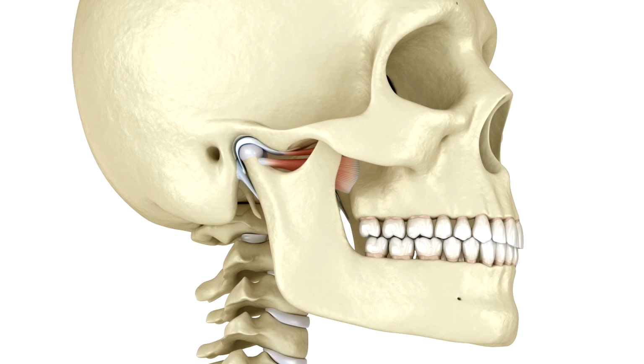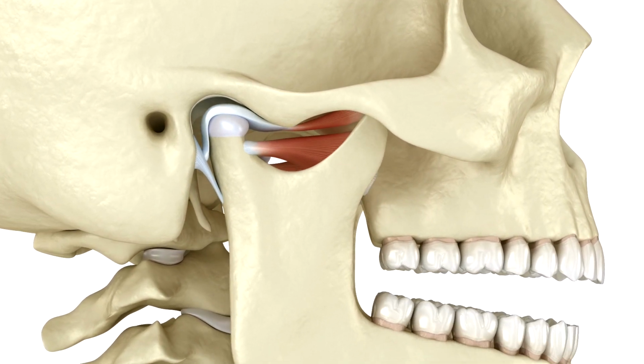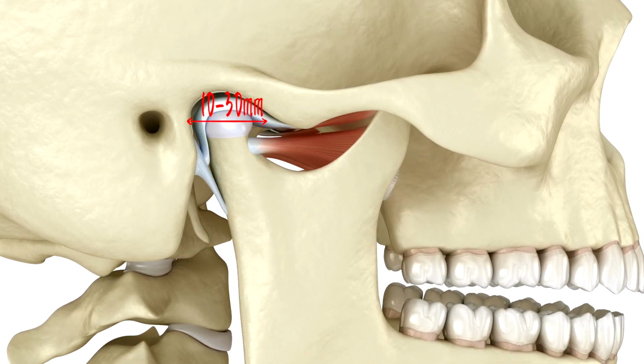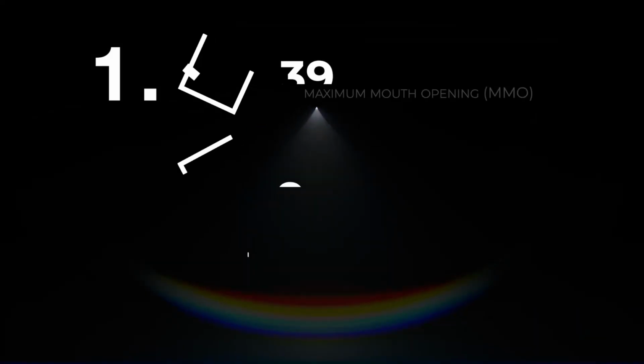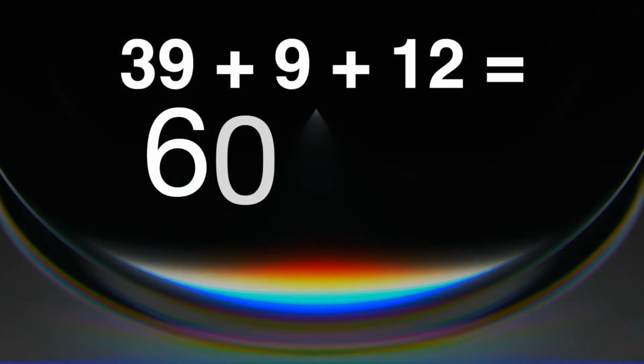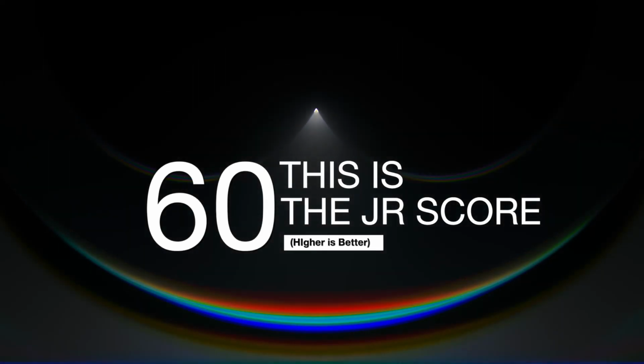Measure the total lateral jaw joint movement. This varies again from a low of 10 millimeters to a high of 30 millimeters. Add these jaw range of motion scores all together. A bad jaw range of motion, or JR, is 35 to 50. A good jaw range of motion is 75 to 100.